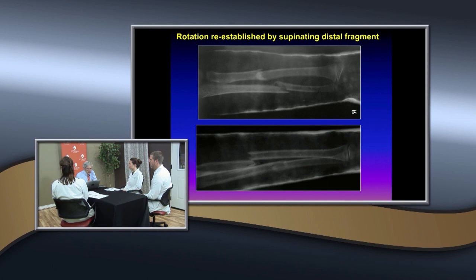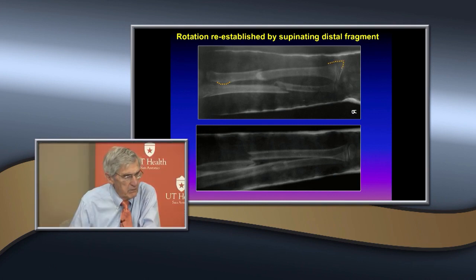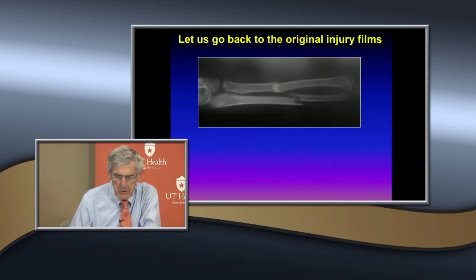And here you can see the same thing. You've got a little bit of bayonet apposition, but your angulation is at 180 degrees. So you were very smart to be able to look past the angulation, look at the rotation component. You can do that. We had one not too long ago that the resident said, gee, it looks real good. But when you really look at it critically, there was a rotational malalignment, as you can see.